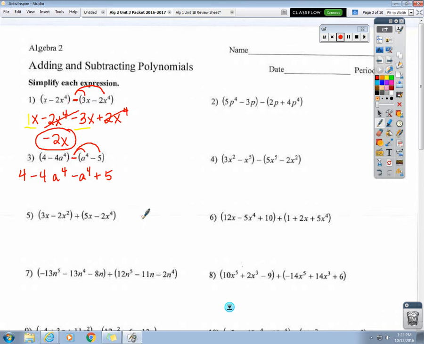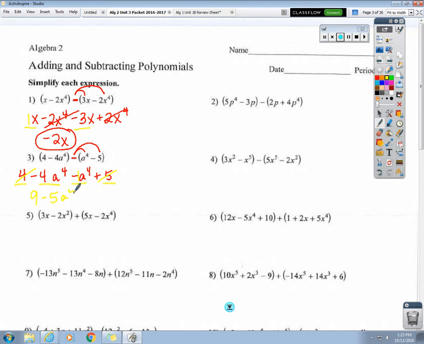Now that you have simplified the signs, we can start combining like terms. What can you combine with this 4? A 5. What is 4 plus 5? 9. And then what can you combine with this negative 4a to the 4th? Negative 1a to the 4th, right? And that is negative 5a to the 4th.